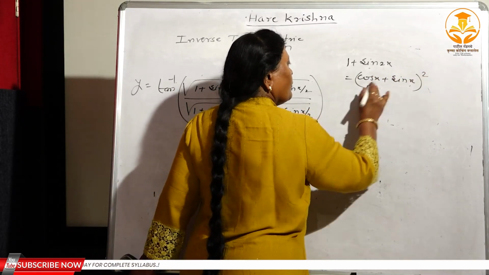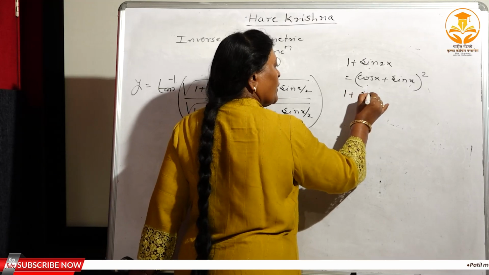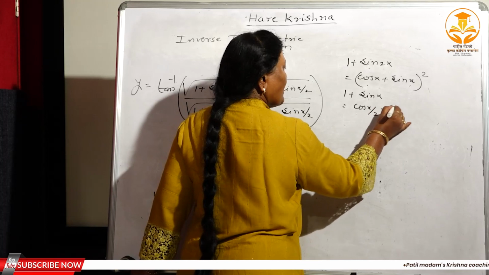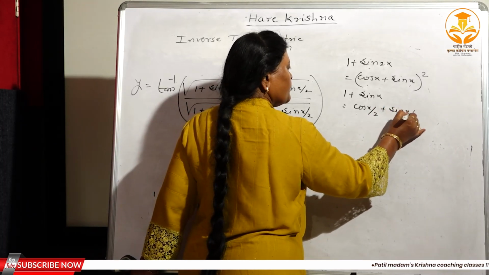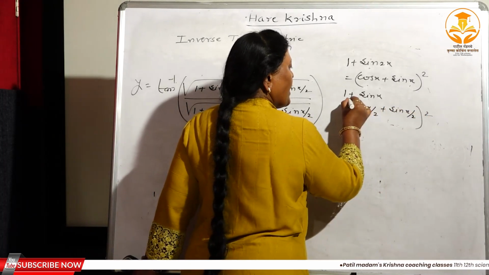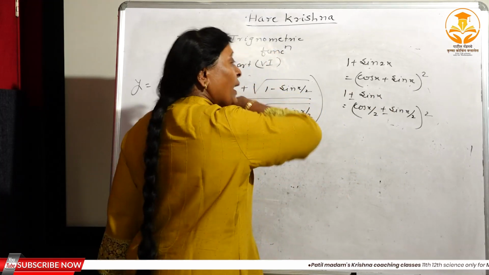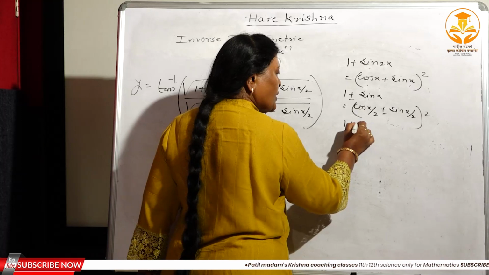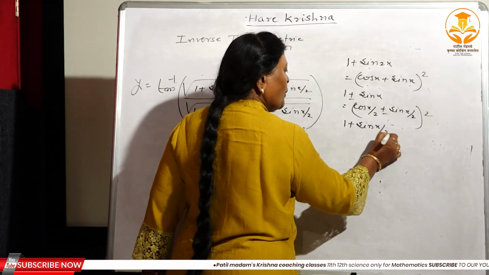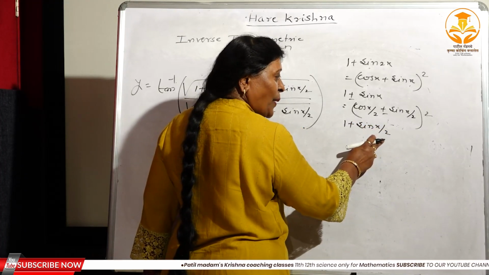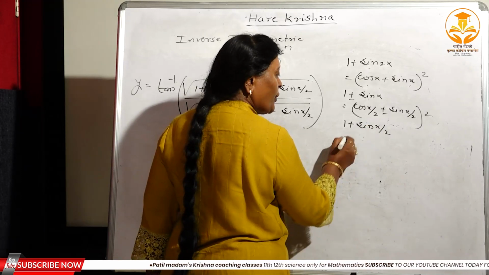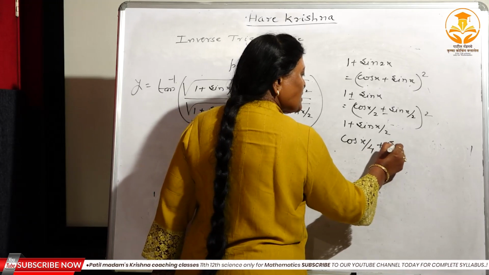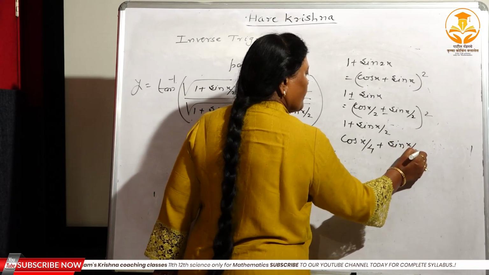Isn't it? 1 plus sine x you can write as (cos x by 2 plus sine x by 2) whole square. And if there is a minus sign, you have to write minus. If there is a 2x, you have to write x. And if there is an x by 2, suppose there is an x by 2, then what is the half of x by 2? That is equal to x by 4. Therefore, here you have to write (cos x by 4 plus sine x by 4) whole square.